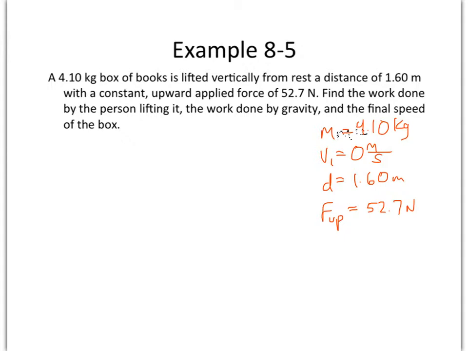And what is it that we want to find? Well, we want to find the work done by the person. Instead of just saying work done by P, I'm going to call it work up. That's what we want to find, so that's going to be our A right there. B, we want to find the work done by gravity. And C, we want to find the final velocity of the box, because it's lifted from rest. As the force is applied to it, it's going to have a final velocity because it's not going to be at rest anymore.